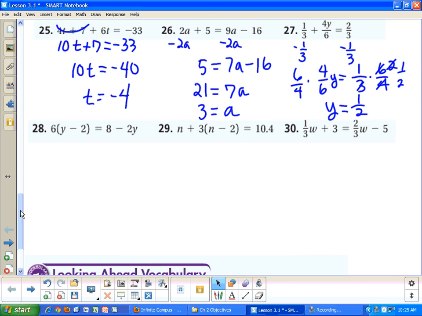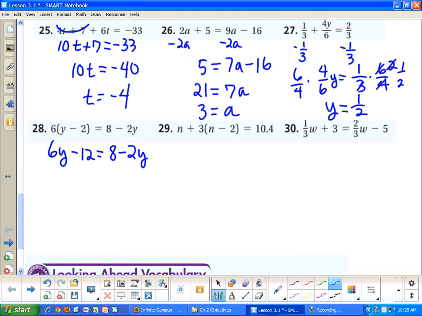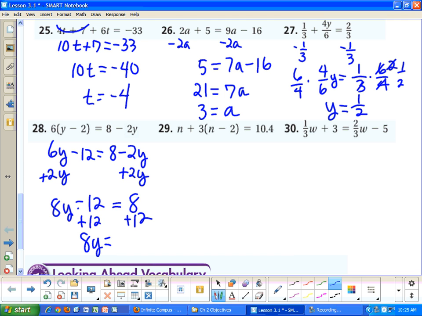Number 28, I'm going to start by using the distributive property. And I get 6y minus 12 is equal to 8 minus 2y. Adding 2y to both sides leaves me with 8y minus 12 is equal to 8. Adding 12 to both sides gives me 8 times y is equal to 20. And dividing both sides by 8 gives me y is equal to 2.5.